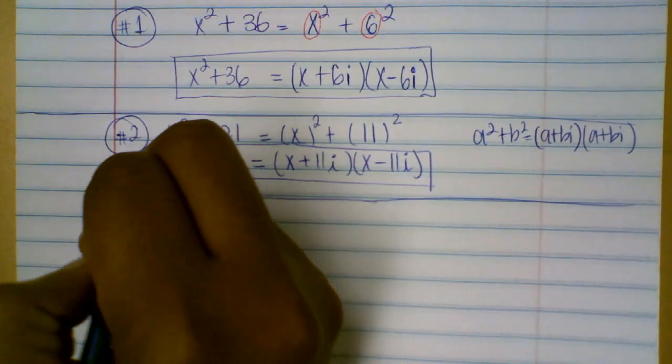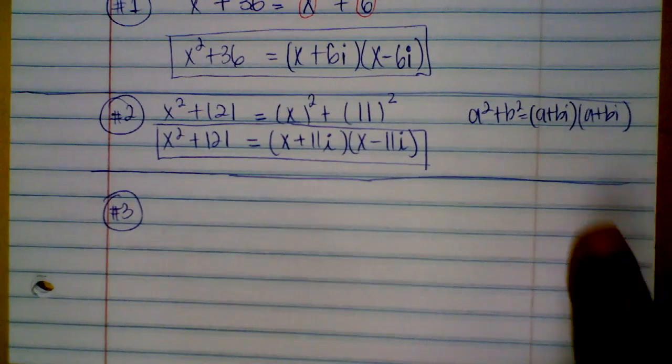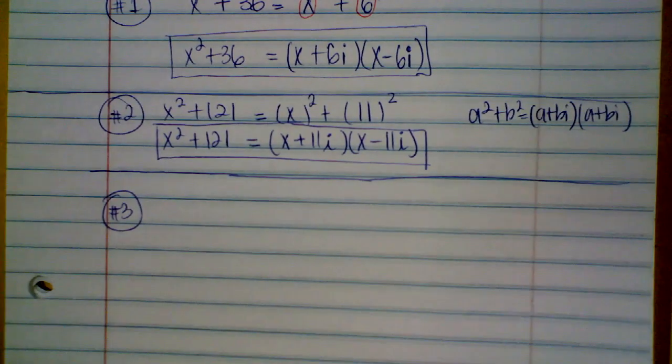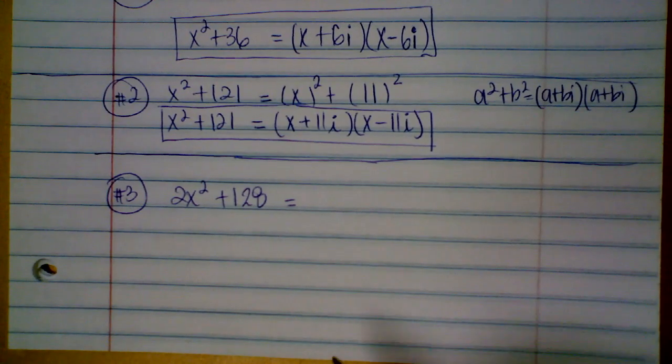So let's do number 3. Again, you're going to use the formula for factoring the sum of two squares, right here for you. So number 3 is this. Let me model this third example.